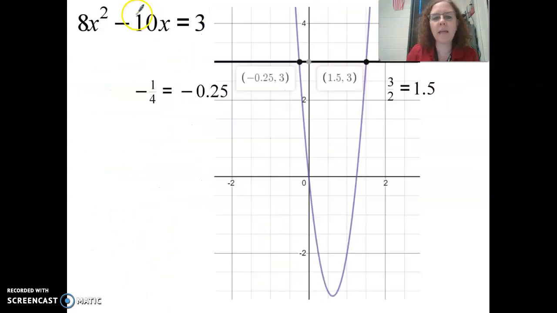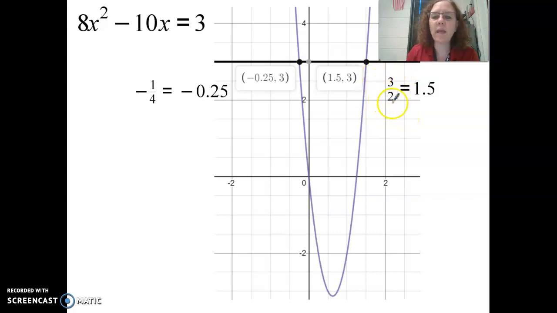So this time I didn't have it equal to 0. This time I had 8x squared minus 10x equals 3. So here's the horizontal line, y equals 3. And the purple is that quadratic, 8x squared minus 10x. And look what we have right here, where they cross: the x value negative 0.25. Well, that's the negative 1/4 that we found. And positive 1.5 right here, that's the positive 3/2 that we found. You can't really see the fraction bar very well, but there it is.